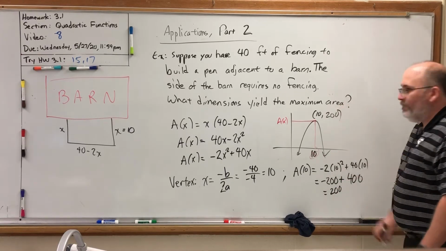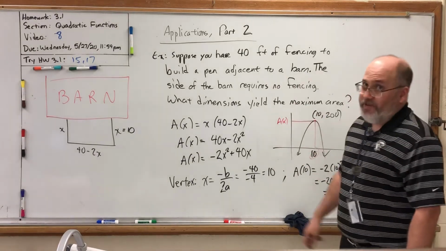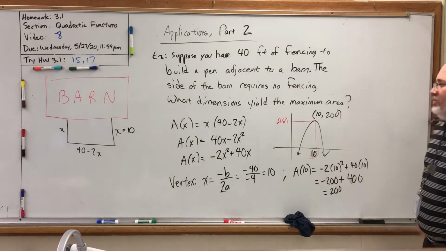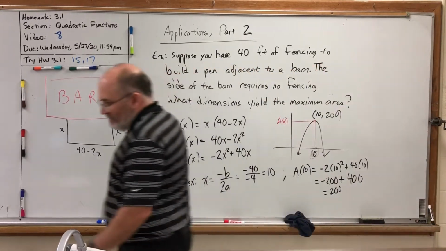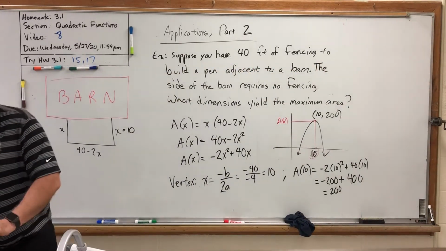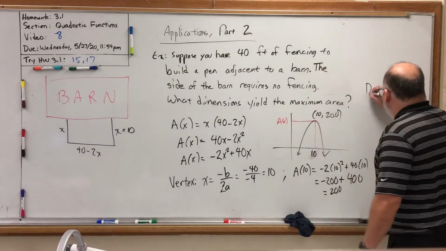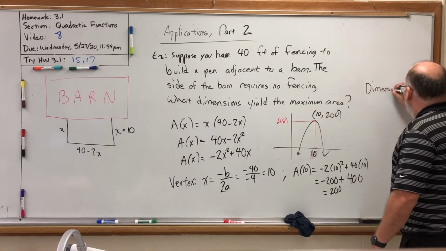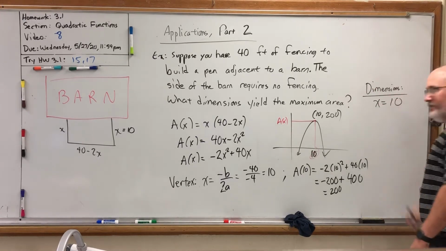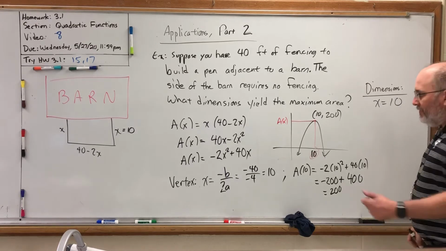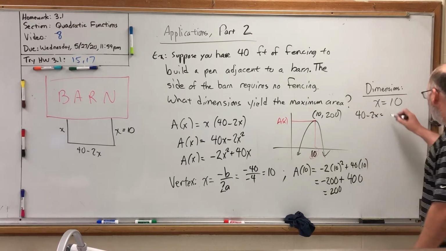And that's not the other dimension. How can one dimension of a rectangle be 200 when you only have 40 feet of fence? But that dimension represents the maximum area. If the question asks you the maximum area, and it does, then you would say it's 200. But it also asks the dimensions. One of the dimensions we labeled with x, and we already found it, it's x equals 10. But the other dimension was labeled 40 minus 2x, so we've got to work that out.